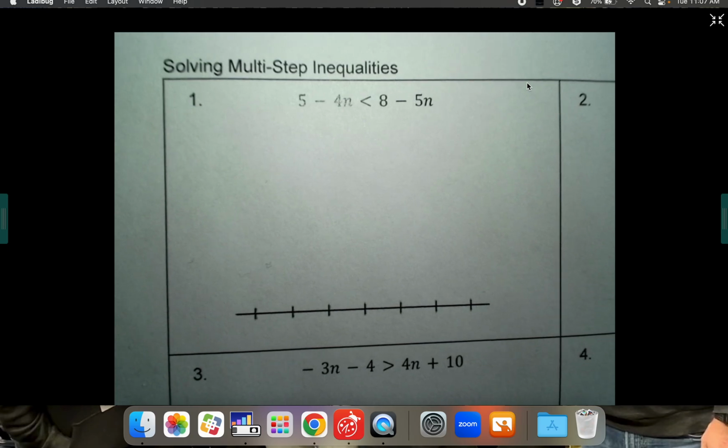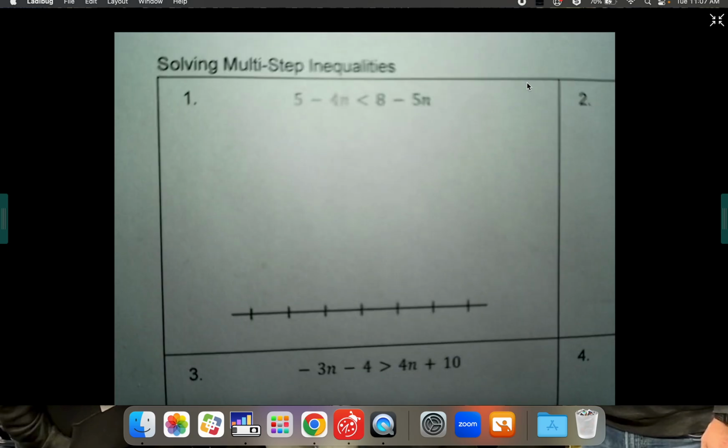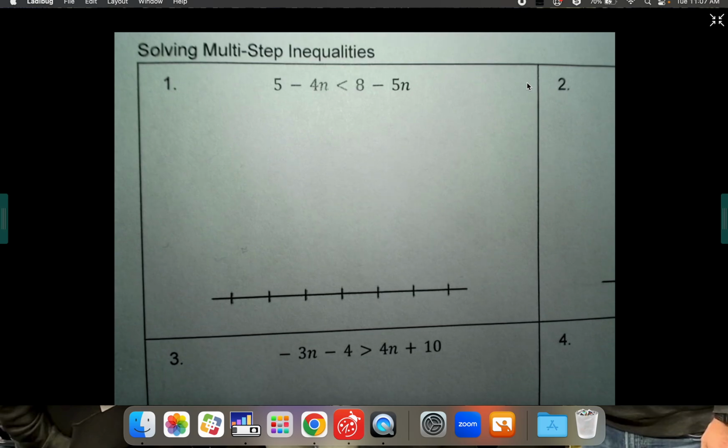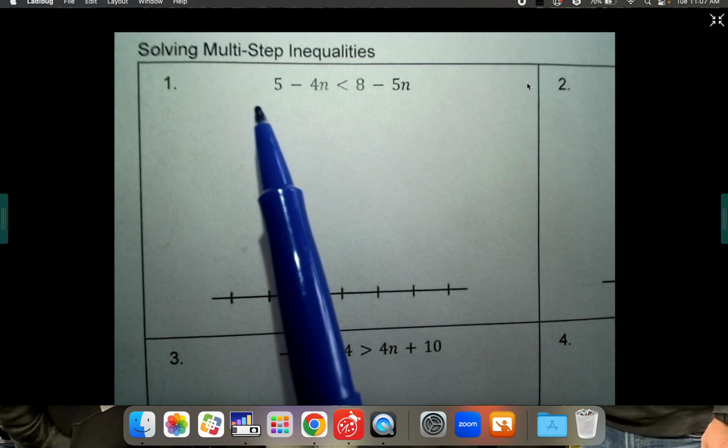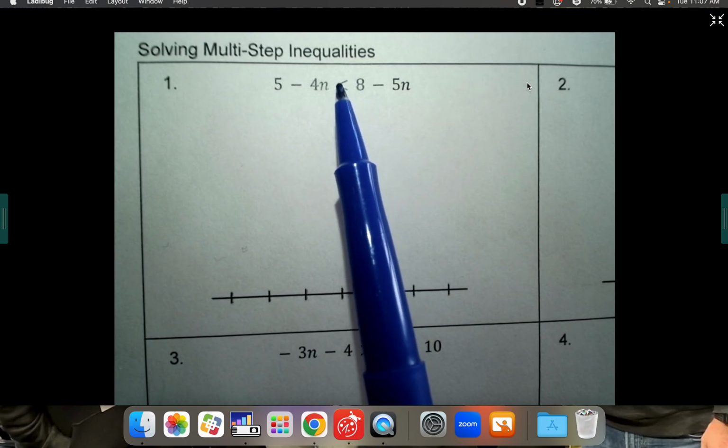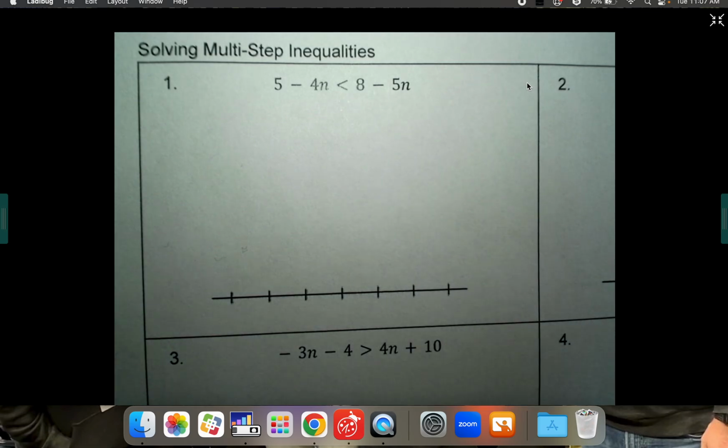Okay, for math today, we are still working on inequalities, but today something new is going to happen that I want to make sure you guys are aware of. So let's look at number 1 in your notes for today. 5 minus 4n is less than 8 minus 5n.